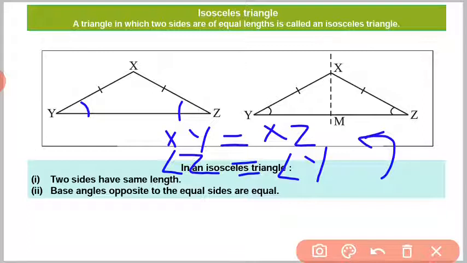And angles opposite to equal sides are equal, therefore angle z is equal to angle y. So in an isosceles triangle, two sides have the same length. Base angles opposite to the equal sides are equal. These are base angles.